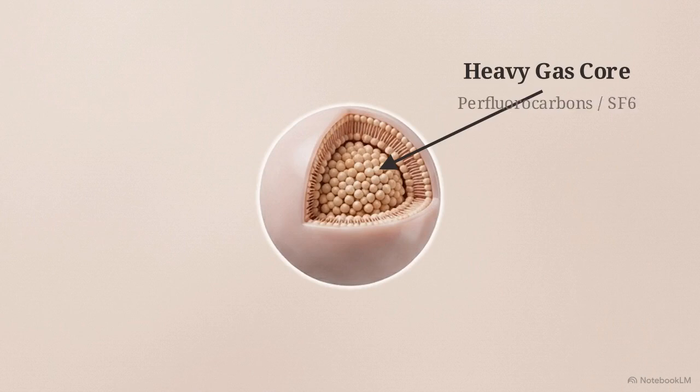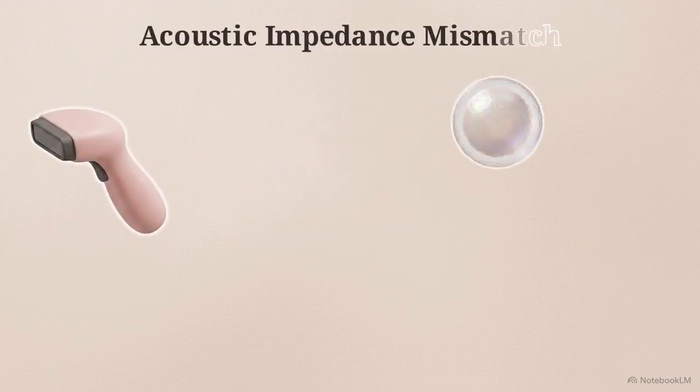This specific construction exploits a bedrock physics concept known as acoustic impedance mismatch. There is an extreme density difference between that internal gas core and the surrounding blood and tissue. When an incoming ultrasound wave hits that boundary, the sudden drop in density causes the sound wave to violently reflect backward. The surrounding blood mostly passes the wave through, returning almost zero signal. The microbubbles, however, are highly echogenic, creating a bright, unmistakable return signal.